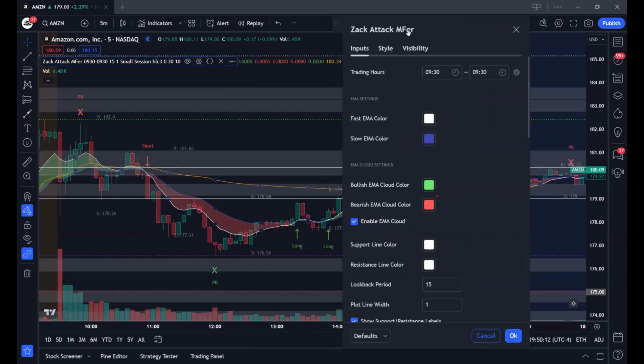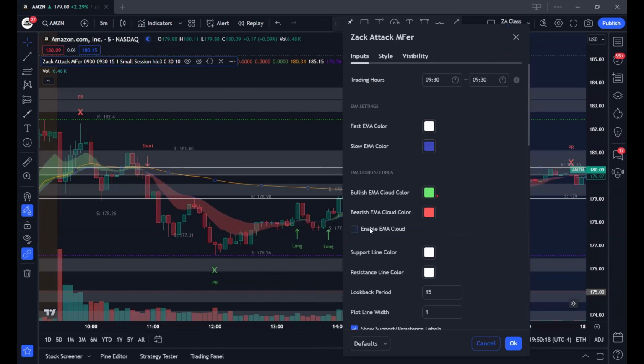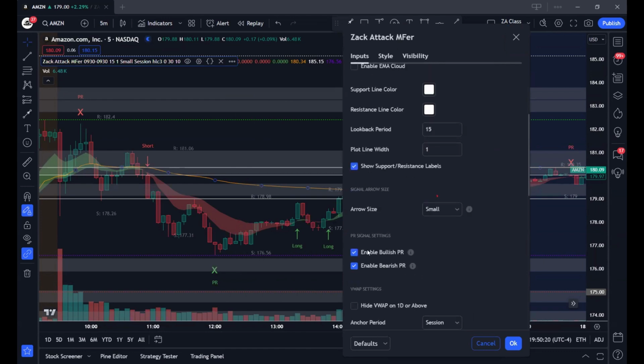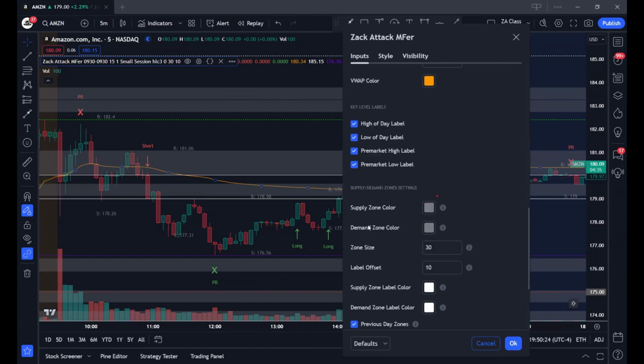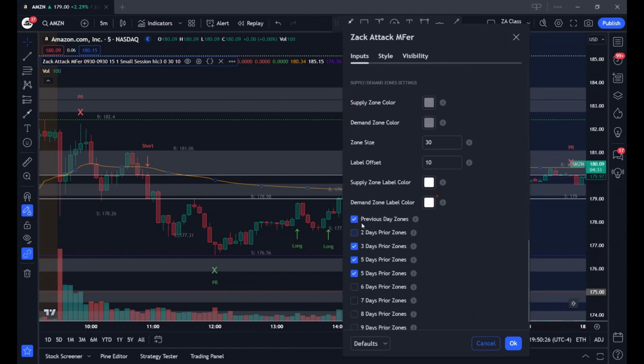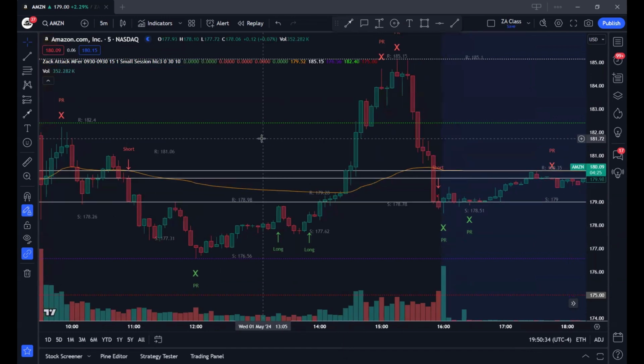So let's say all I want is the signals. I can remove every single thing off of here. I can remove my EMA clouds. I can remove my supply and demand zones, right? If I just uncheck these, right? So look at that. I just made this almost completely bare.